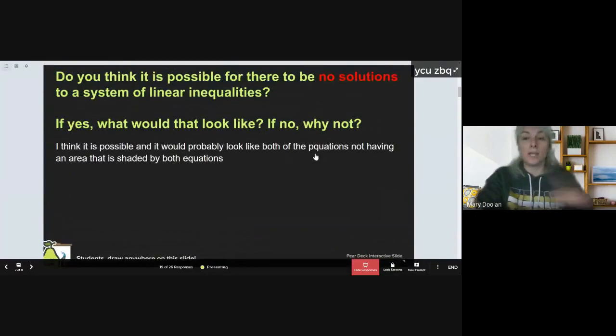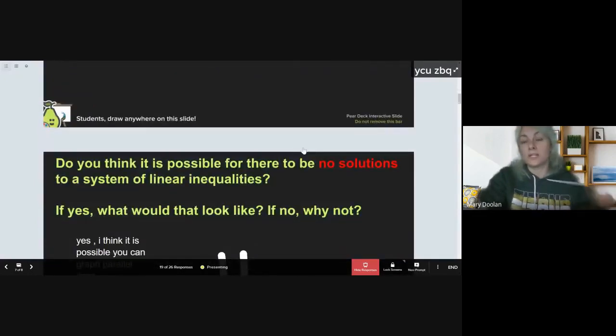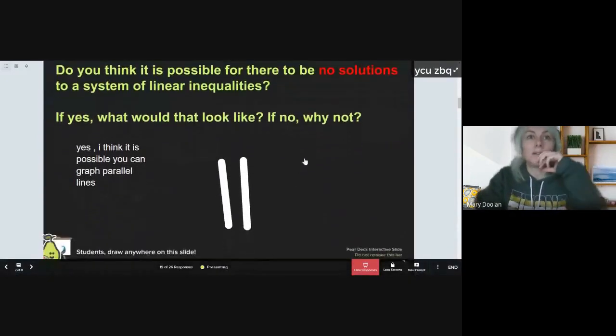I know a lot of you are writing equations. It's easy to do, but remember, it's inequalities. We're talking about inequalities. There are equations when you have the equal sign, but when you have an inequality symbol, we call it an inequality.